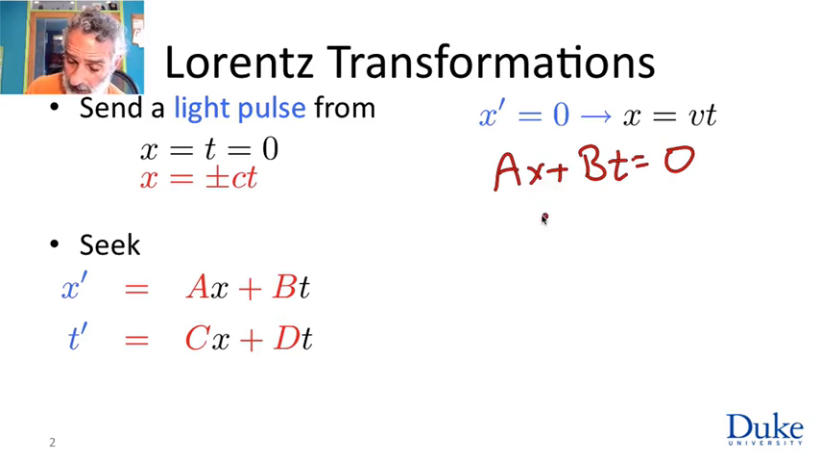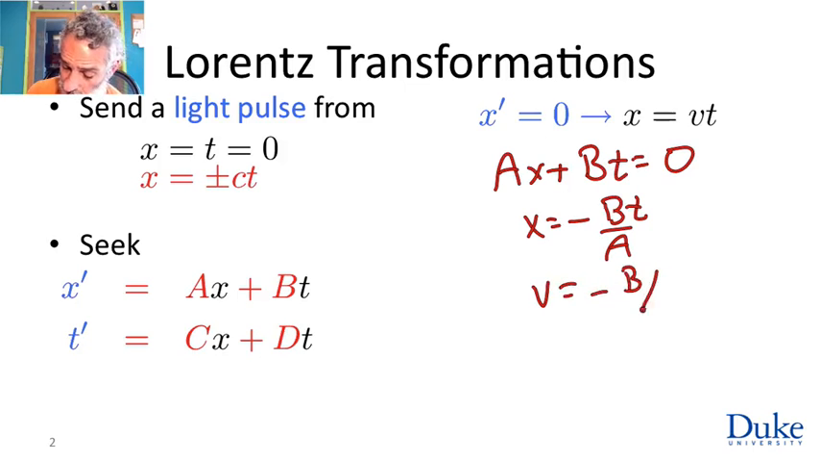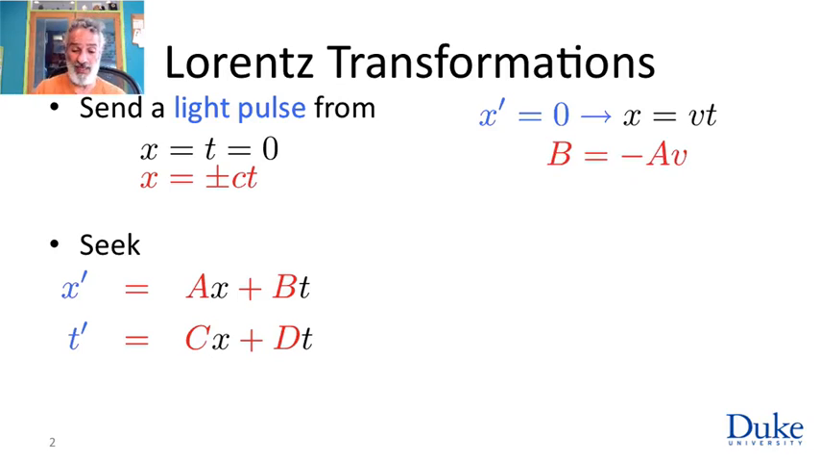I can solve this, and this says that x is equal to minus bt divided by a. This indeed describes something that is moving at a constant velocity. That constant velocity is negative b over a, so we discover that v must be negative b over a. The dependence of these coefficients on v is such that negative b over a is equal to v, or more elegantly, b is equal to negative a times v. Okay, we learned something about these coefficients. If I want, I can go back to my original equation and cross this guy out and write minus a times v times t.